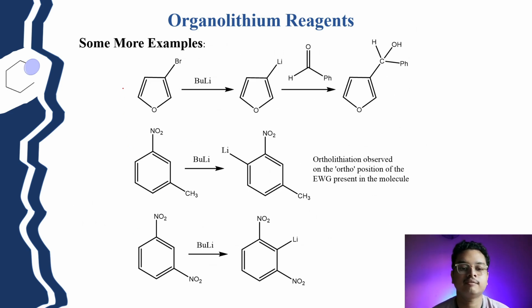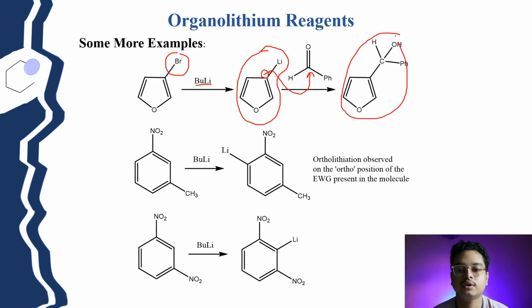Now let us give some more examples regarding the organolithium reagent. Here, this is the product where the halogen is there. So when the halogen is present, a metal halogen exchange reaction is observed. Then this negative charge will show nucleophilic attack to here to get our final product.